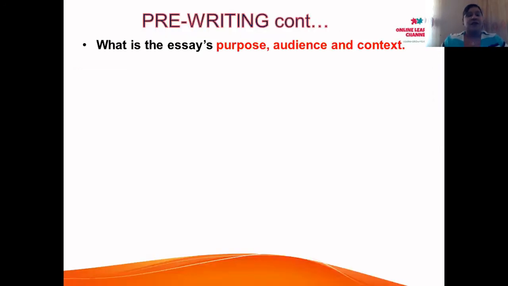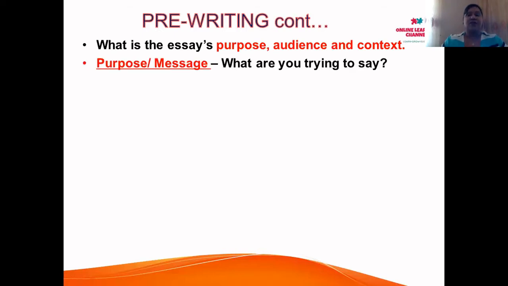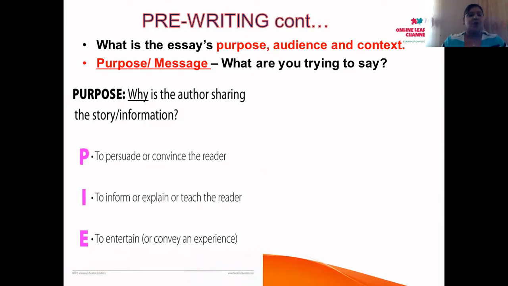So the other element of pre-writing is what is the essay's purpose, audience, and context. We will go through each separately. The purpose is your message. What are you trying to say in your essay? What is the author trying to share in the story? What sort of information? And we look at the acronym PIE.